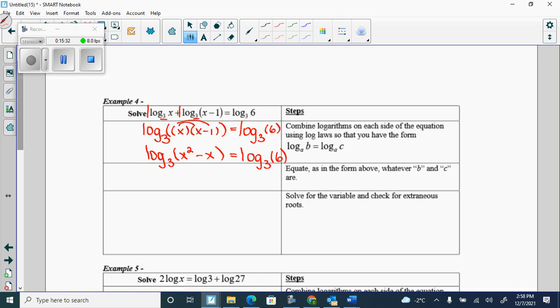What could I do now? Log base 3 of x squared minus x equals log base 3 of 6. If this is true, if log base 3 of this equals log base 3 of this, then those thises must equal. It's like common base for logs. So now I can say x squared minus x must equal 6. And then now I would move the 6 over. Because it's quadratic, get it equal to 0. X minus 3, x plus 2.